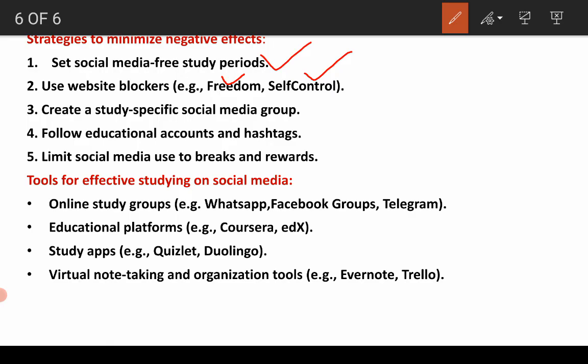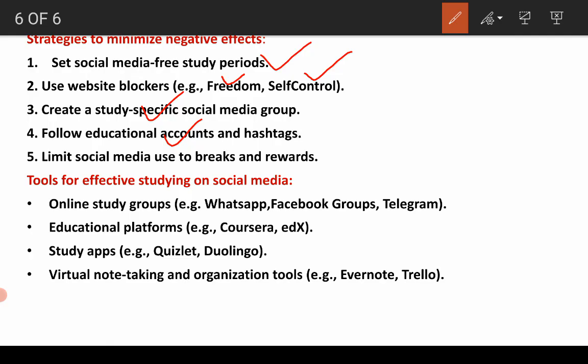But also you can minimize the negative effects by creating a study-specific social media group. For example, you can create a WhatsApp group whose aim is not to chat but to share school-related material. All right, and also you can follow education accounts like this YouTube channel. You can follow it and learn from there instead of creating platforms that may distract your studies.